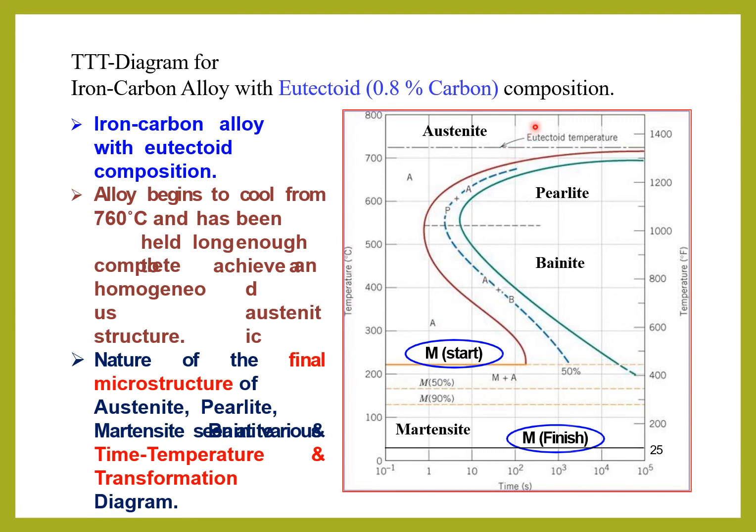Here, during slow cooling, the pearlite structure forms between 700 and 550 degrees. Reducing the temperature further, it converts to bainite structure, so the structure is changing. Reducing the temperature further to around 210 degrees centigrade, martensite starts, then slowly completes, and entirely it is in martensite structure. So this is the TTT diagram for 0.8 percentage carbon.